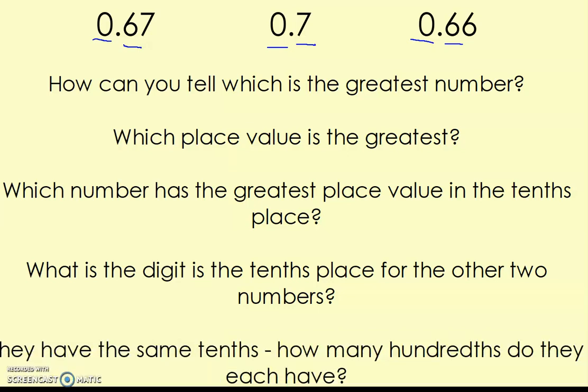They have the same tenths, so how many hundredths do they each have? Once I have figured out 7/10 is the most, now I can look at the next, what is the next greatest number? This is 6/10, 6/10. So I look at the hundredths, 7 hundredths, 6 hundredths. So this would be the second greatest, and this would be the least because 7 hundredths is bigger than 6 hundredths.